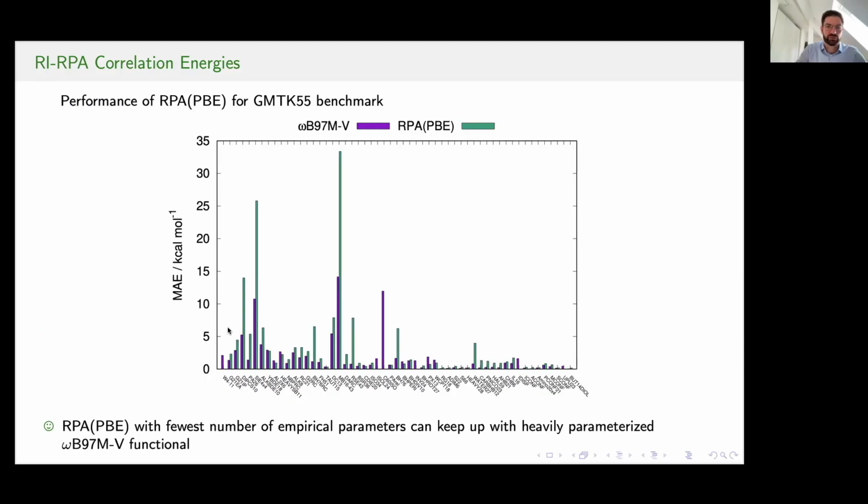I would also like to show you some benchmark results for RPA on top of PBE energies. These are results for the GMTKN55 benchmark sets, including various relative energies. The green bars are RPA on top of PBE, the violet bars are the omega B97M-V functional, which is heavily parameterized and is one of the best performing DFT functionals currently available. We see that our RPA implementation gives slightly worse accuracy than the omega B97M-V functional. However, the results are more or less in the same ballpark.